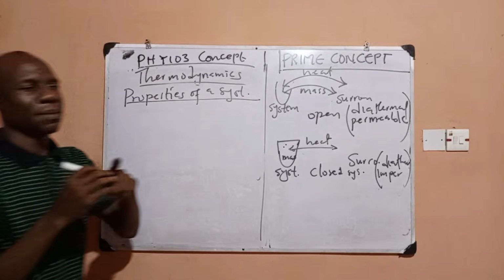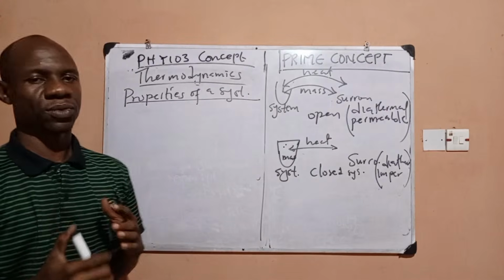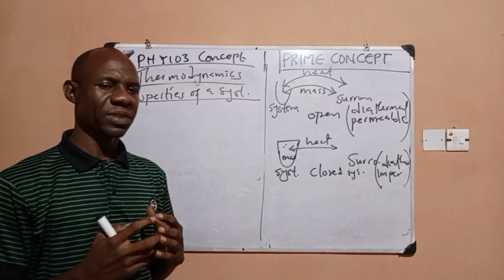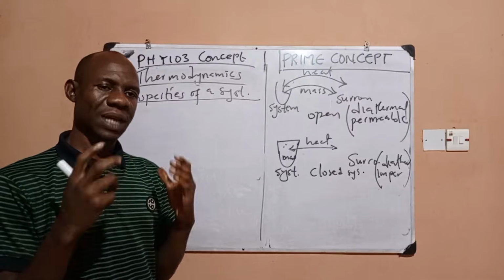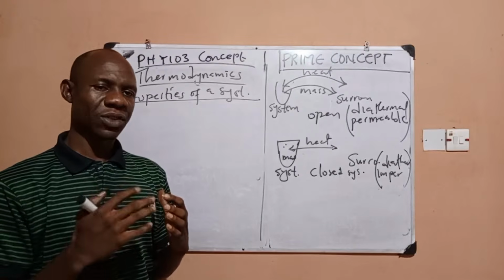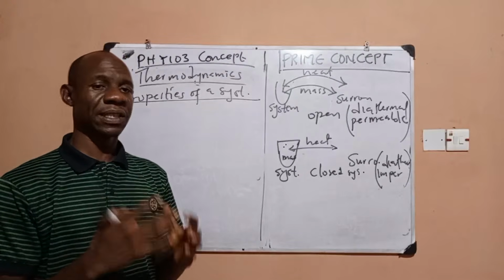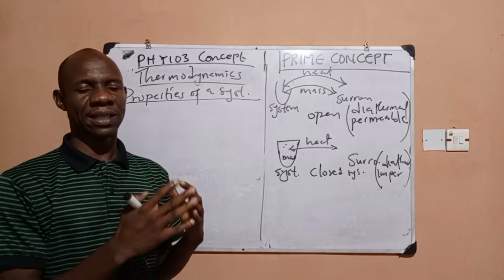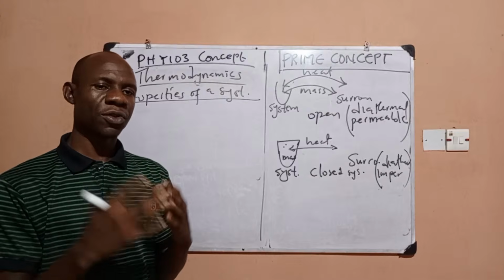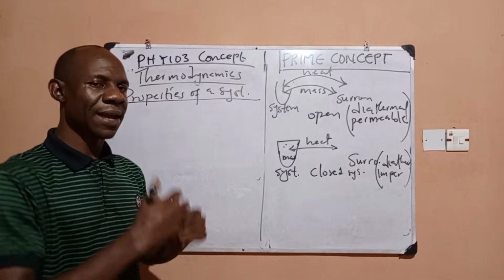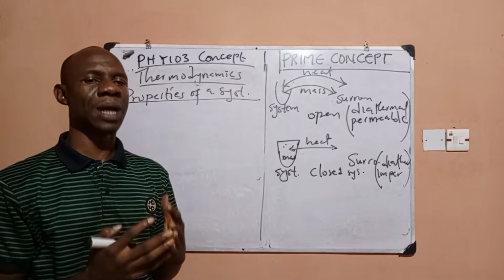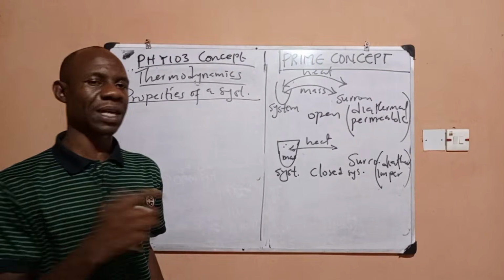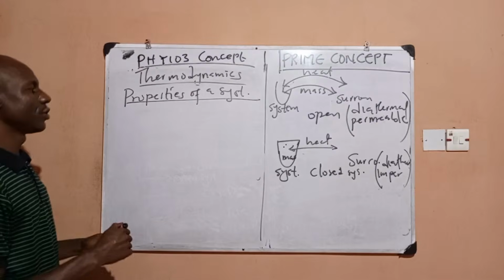Properties of a system are observables. The properties of a system are what? Observable. They are things that you can observe. For example, you can observe how the temperature of a system changes. You can observe how pressure affects a system. You can observe how volume of a system changes. So every observable you have is what you call a property of a system, things you can observe how they change.